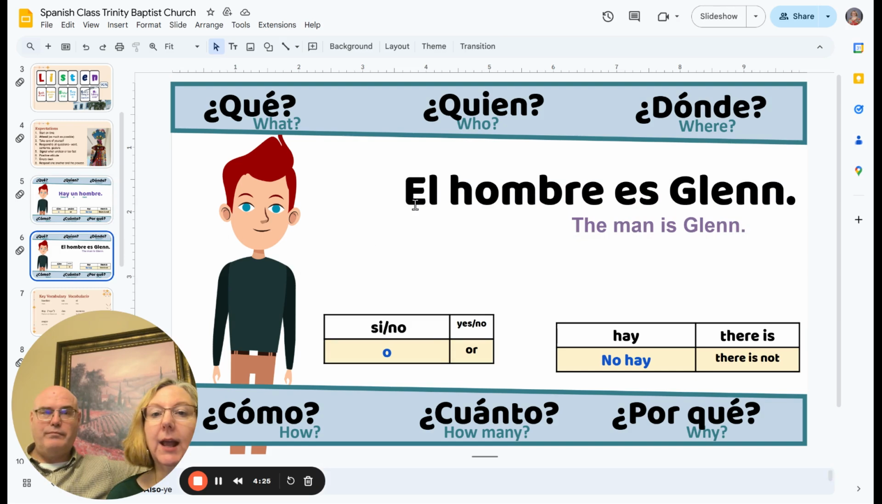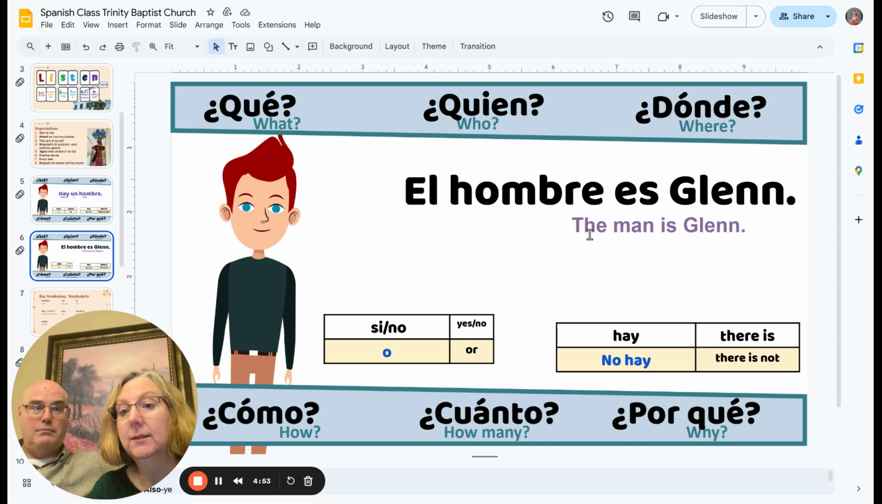Next we had: el hombre es Glenn. ¿Es el hombre Glenn? ¿Sí o no? Sí, el hombre es Glenn. ¿El hombre es Paul? ¿Sí o no? No, el hombre no es Paul. El hombre es Glenn.